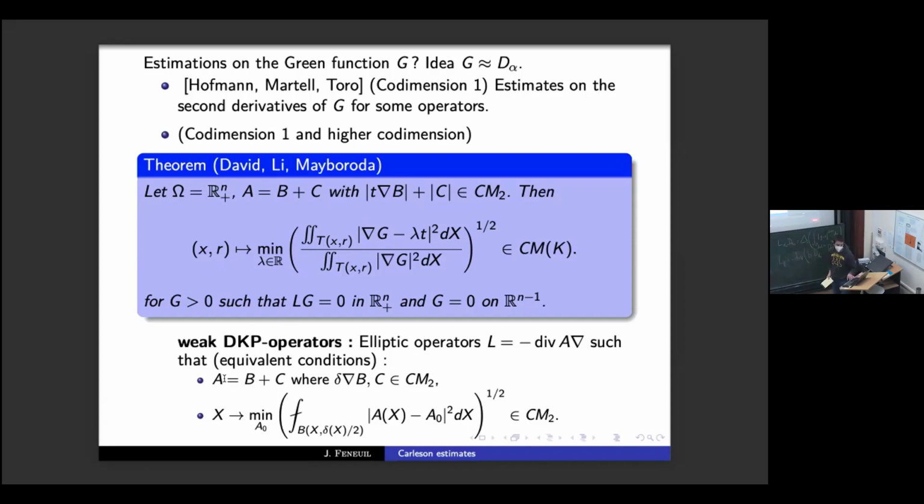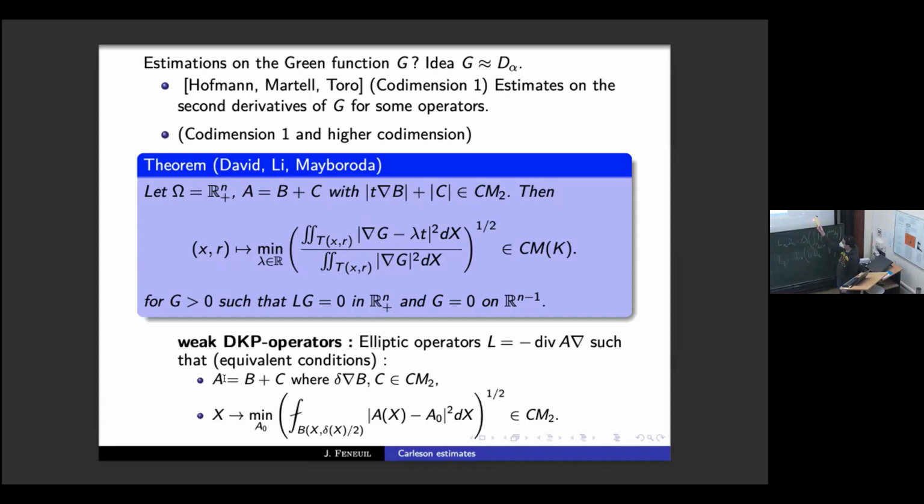So I like to write them like this. The coefficient can be decomposed into two parts, a B and a C. The oscillation of B is small in terms of Carleson measure, and you have an error term, which is C, which is also small in terms of Carleson measure. For those operators, you know that the elliptic measure is A infinity with respect to the surface measure. So you want a result on the Green function for the same operators.